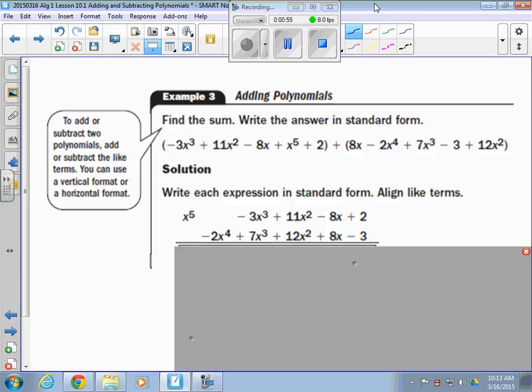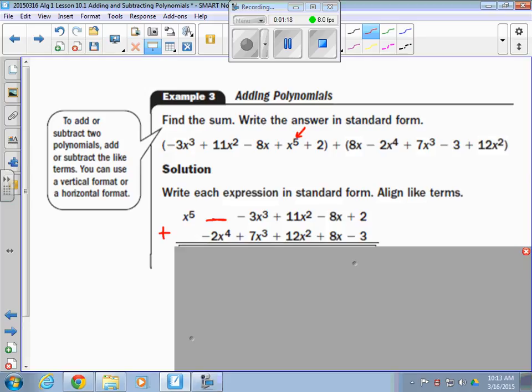Remember, to write them in standard form would be to put the highest degree first, x to the fifth. So x to the fifth, notice there's no x to the fourth. That's why there's a hole right there. Then it says negative 3x to the third, then positive 11x squared, then negative 8x, then plus 2. That's the first polynomial. Then it says plus, so then we're combining the second polynomial with it.